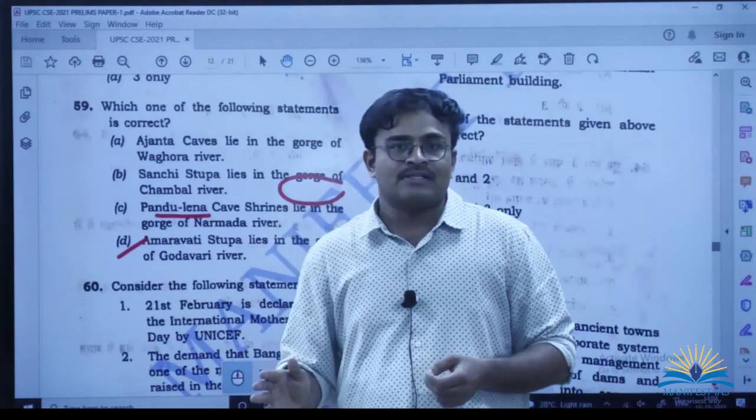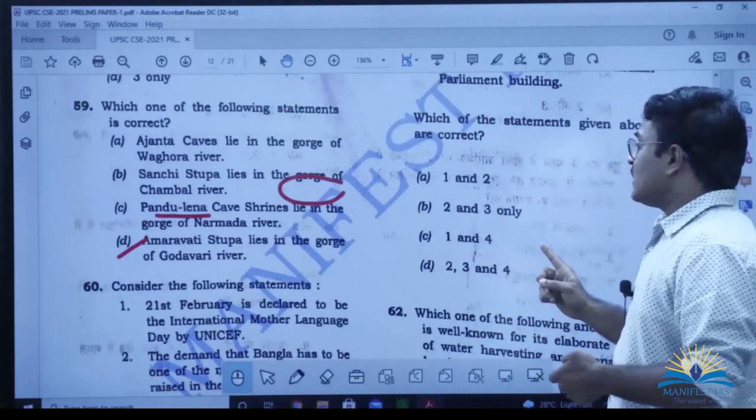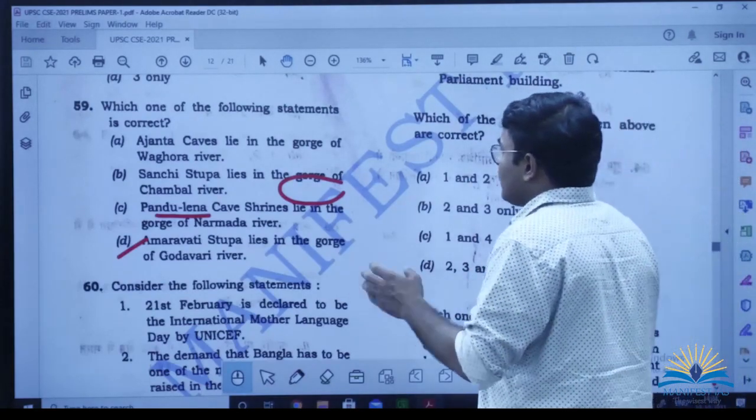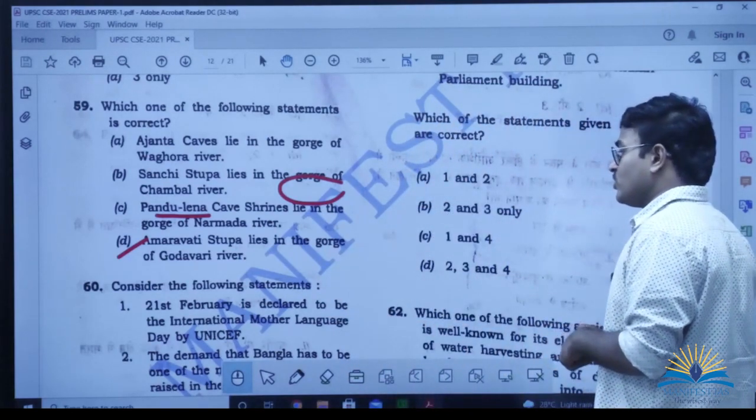So only the first statement is correct, whereas the rest of the statements are not right. The first statement, that is A, is the answer for this question. So Ajanta cave lies on the banks or the gorge of the Waghora River. A is the answer. Then 60th question.